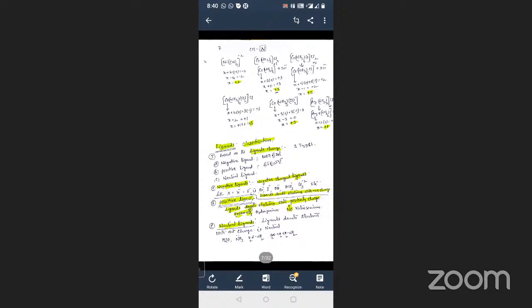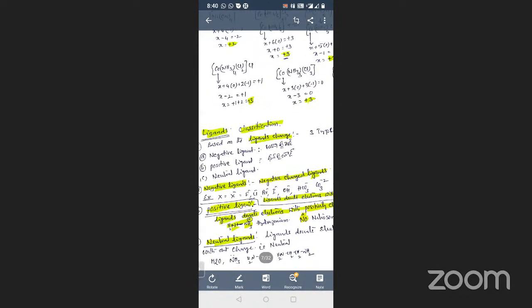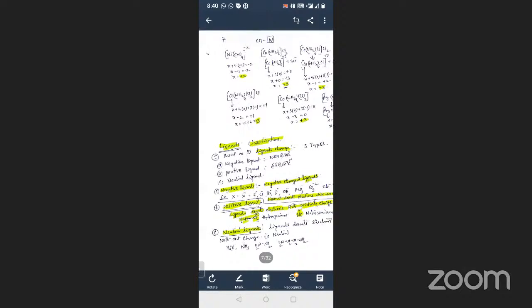Now we will go for number 1, based on the ligand's charge. If you go for the charge, there is a negative charge, positive charge, neutral charge. కాబట్టి రుణ లైగండ్ అంటాం, ధన లైగండ్స్ అంటాం, న్యూట్రల్ లైగండ్స్, 3 types చెప్పొచ్చు. ఇక్కడ I will give you the examples and I will give the notes also, but మీరు ఒకసారి ఫాలో కండి.